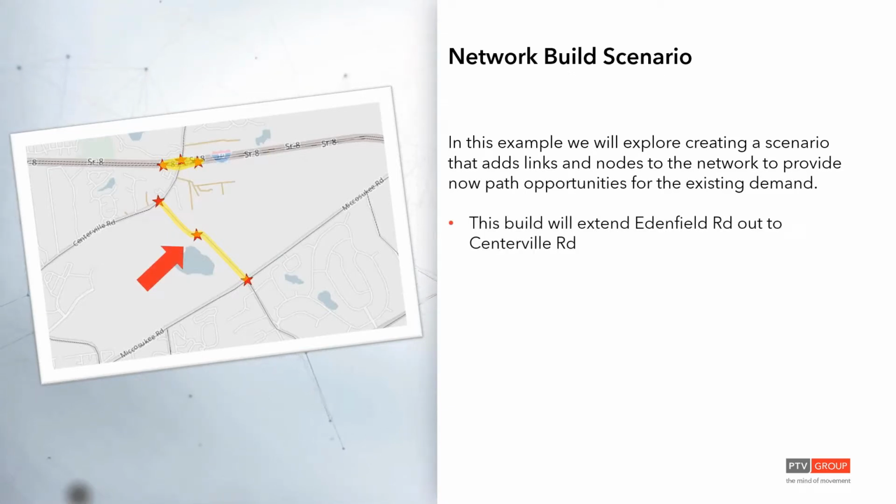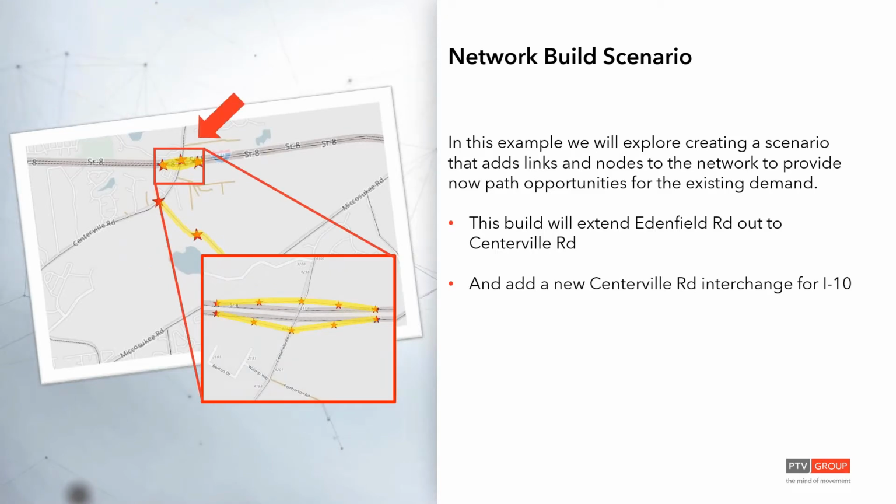All right, so the first thing we're going to do is extend Edenfield Road out to Centerville Road. This is out near Tallahassee, northeast of Tallahassee a little bit. And then we're going to add a new interchange for Centerville Road at I-10. And this will involve moving some nodes around, as well as adding some one-way ramp terminals. So we'll get a good view of how to build a two-way link, how to build one-way links, and how to edit turns and things like that.